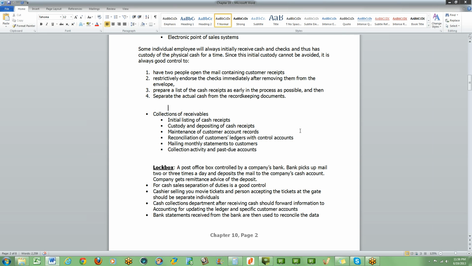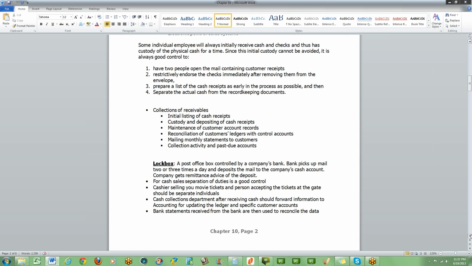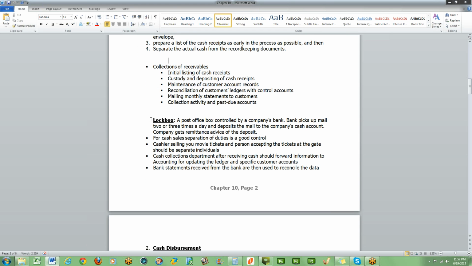But as I told you, nowadays the cash transactions do not happen a lot. It's electronic transfers and mailing to lockbox. This is an important question for multiple choice. A post office box controlled by a company's bank. Okay, the bank will pick up the mail and deposit to the company's cash account. Company gets a remittance advice. For cash sales, separation of duties is a good control. What do we mean by that?